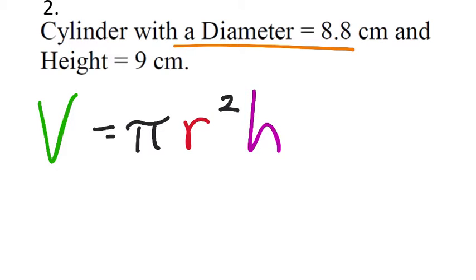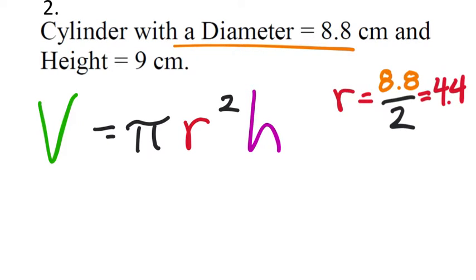The diameter first. Well, the diameter is not part of the formula directly, but the radius is. So I know that if I want the radius, I can take the diameter, which in this case is 8.8, and I just need to divide it by 2. That will give me my radius at 4.4, that'd be centimeters. So since I know the radius, I can replace it into the formula.